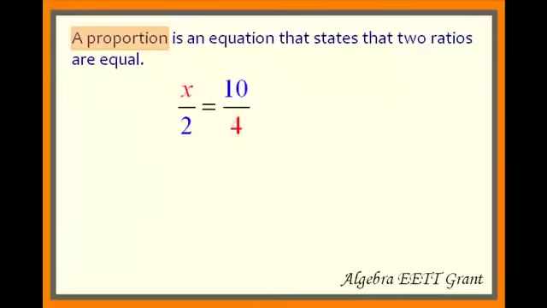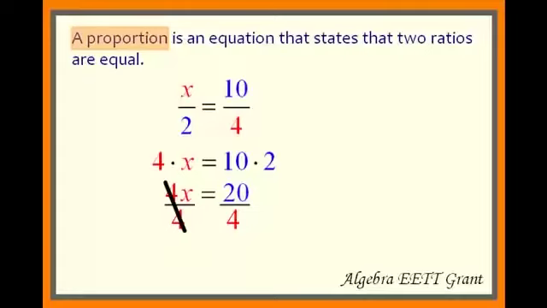Anytime you have a fraction equal to a fraction, you cross-multiply to solve it. So if we cross-multiply this, we're going to get 4x is equal to 10 times 2 is 20. And now to solve for x, divide both sides by 4, then we get x equals 5. So that's the solution to that proportion.